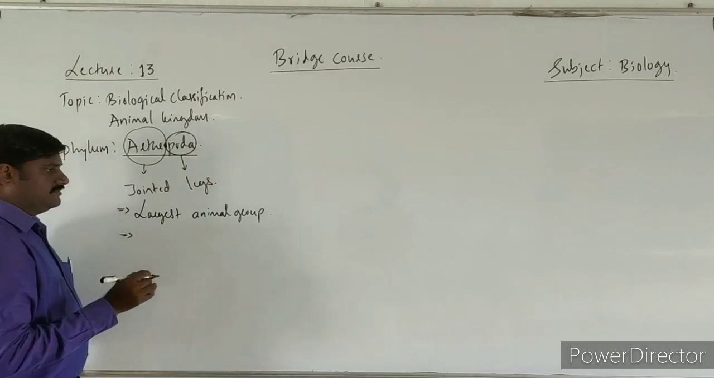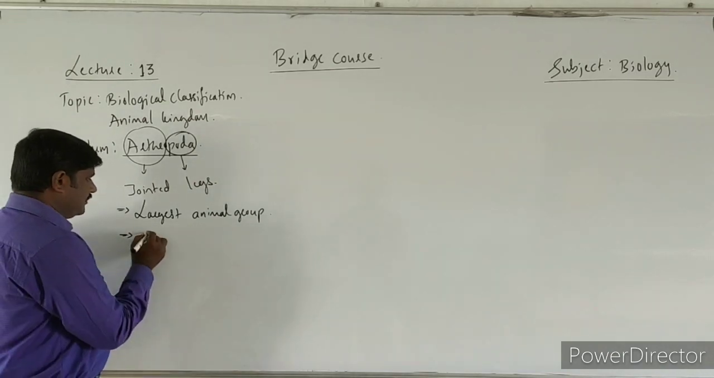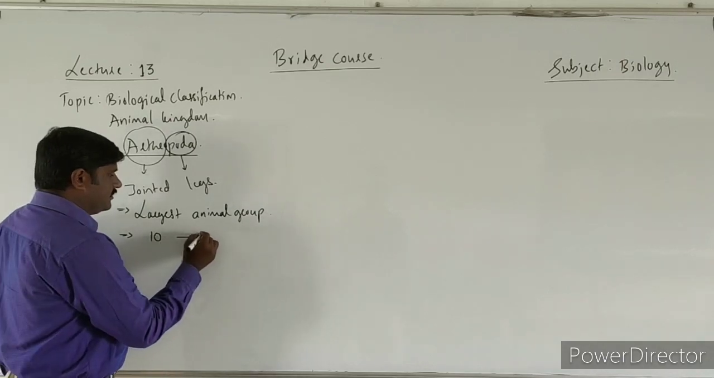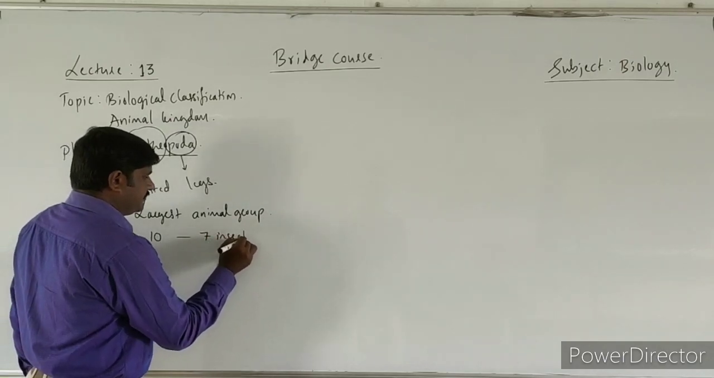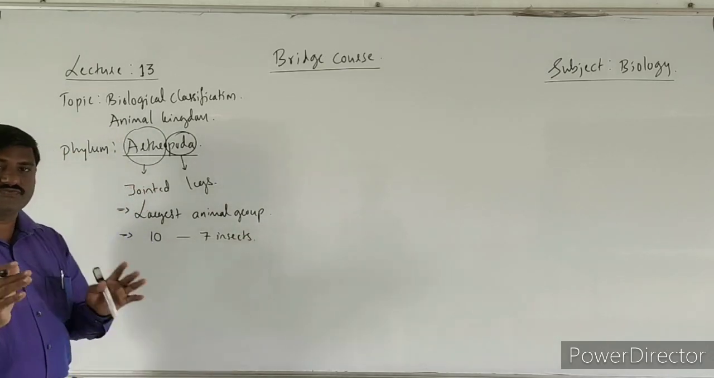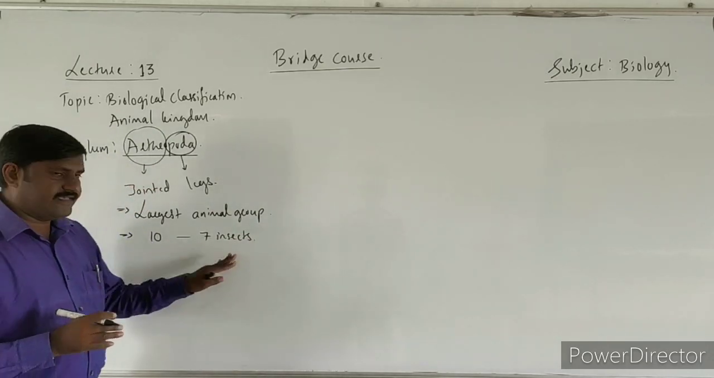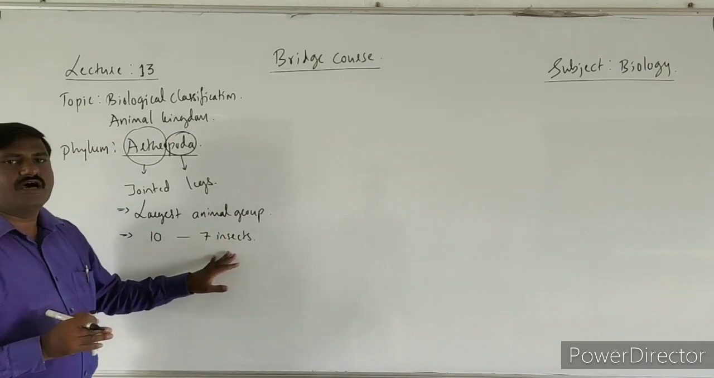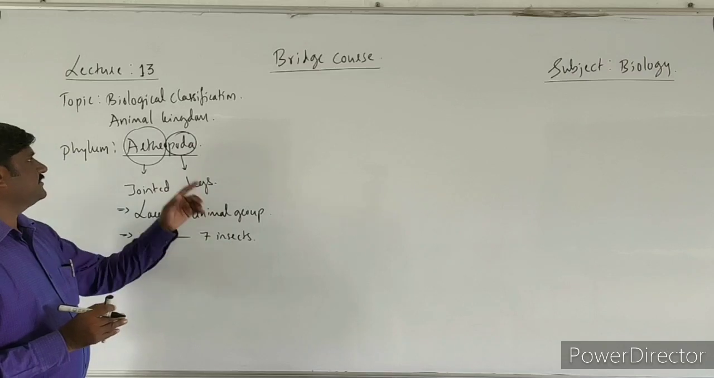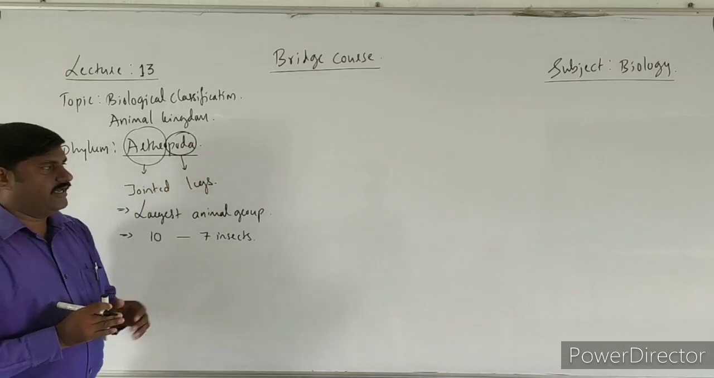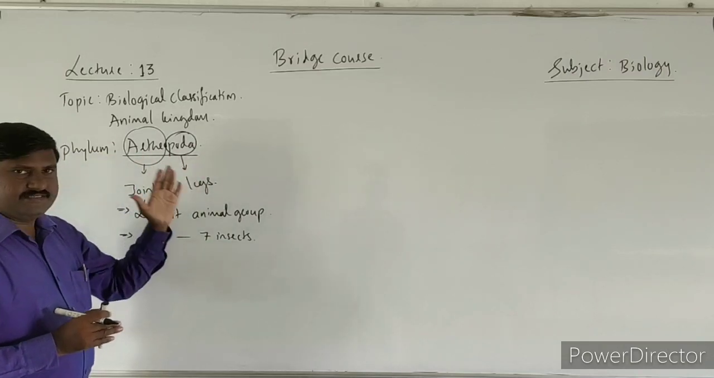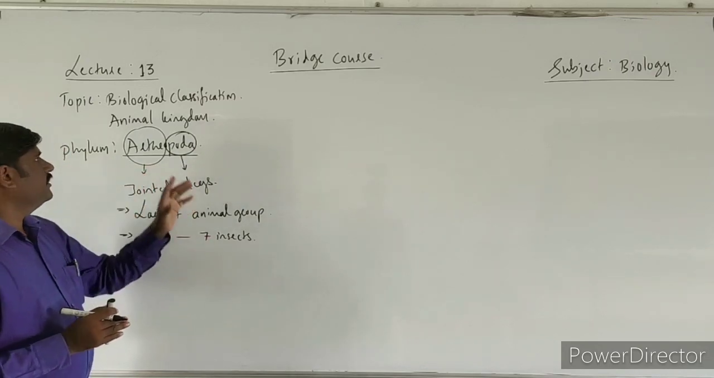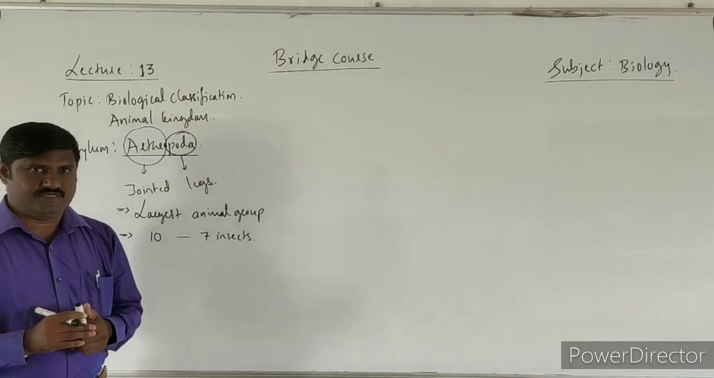So this is proved by taking one example. Out of 10 animals, there are 7 insects. What this example shows is that the majority of animals are insects. So insects come under Arthropoda. Hence Arthropoda is the biggest phylum, or biggest animal group, under the animal kingdom, right?